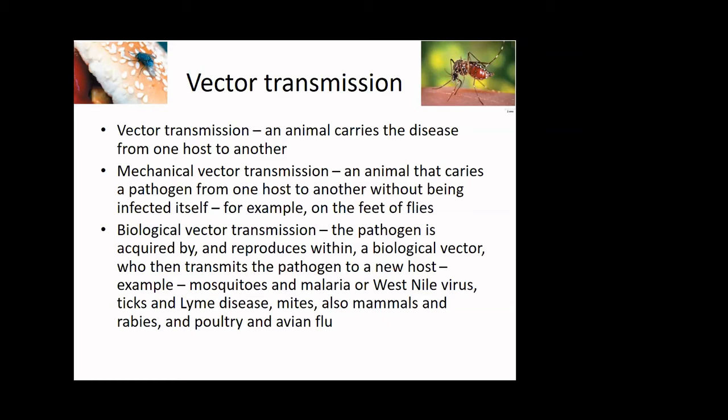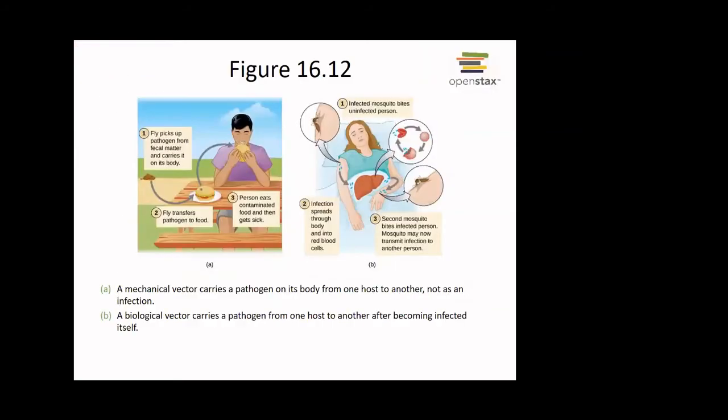If it's a biological vector transmission, that means that the insect has taken in the pathogen, usually by blood meal, biting a host, right, taking their blood, and then transmitted to a new host the same way, right? So like mosquitoes, or ticks and Lyme disease, right? Mites, lice, mammals, and rabies, or poultry and bird flu, those sorts of things. Here are a couple great pictures from your textbook, a mechanical vector versus a biological vector.